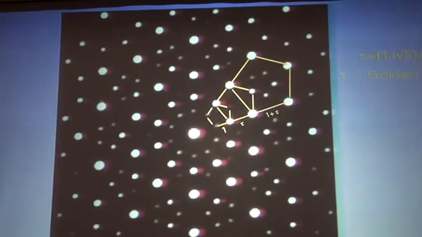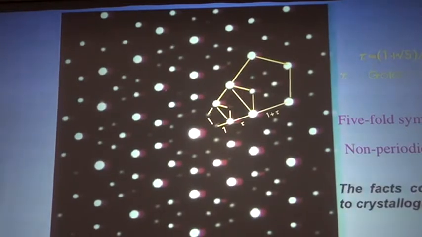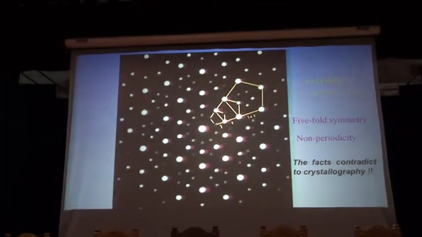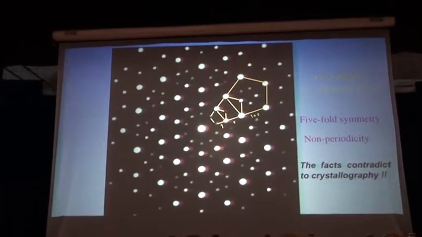So how come? This five-fold symmetry and the non-periodicity appear in the diffraction patterns, but we have no explanation of it. That's why this diffraction pattern had quite a strong impact in the beginning. And as I mentioned, this aspect contradicts crystallography. That was the beginning of the story.